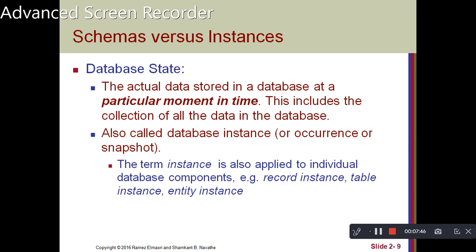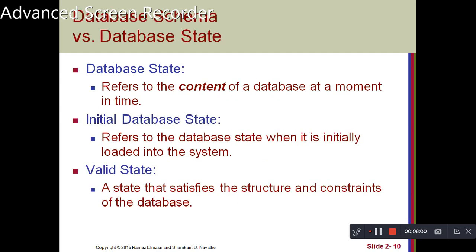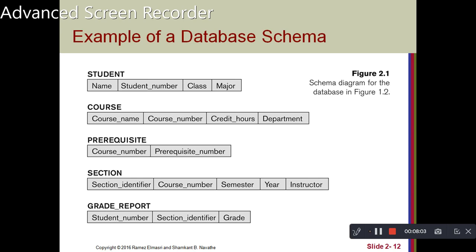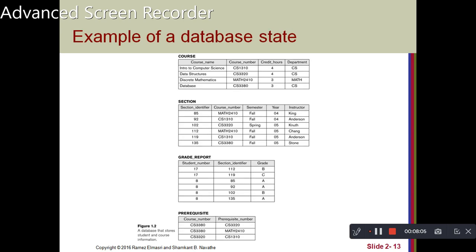What is it? You store the actual data in a database at a particular moment in time. That is the database state, and it includes the collection of all the data in the database. So here is the database schema. Now this is the database state. The database schema and database state are not the same, but they have a relationship. Under the database schema, we give a database state. So here the course names are Introduction to Computer Science, Data Structures, Discrete Mathematics, Database. So this is the database state.